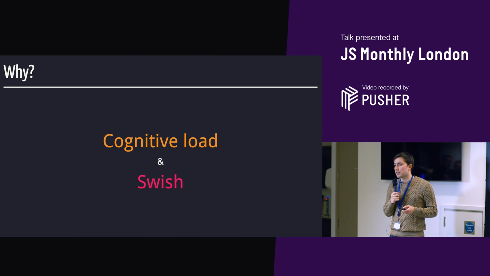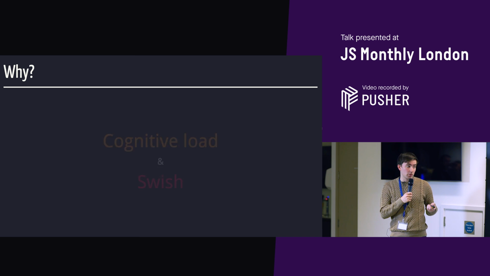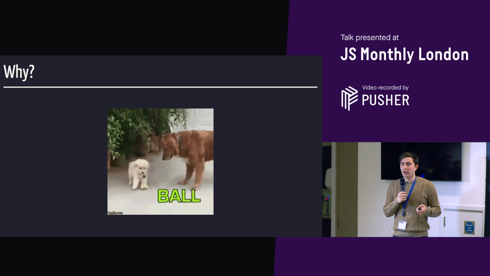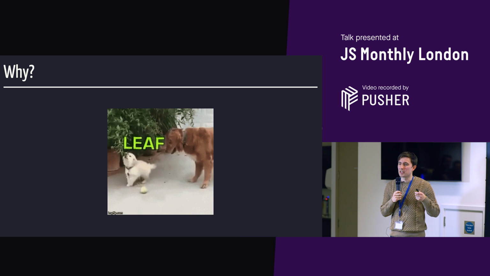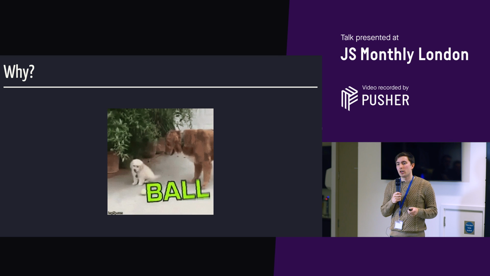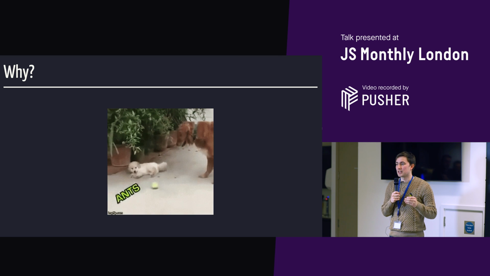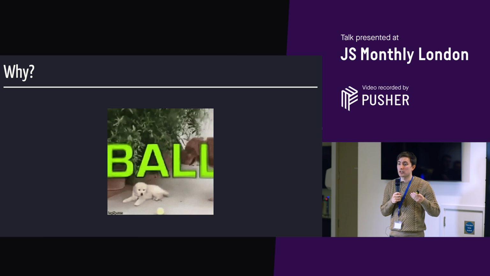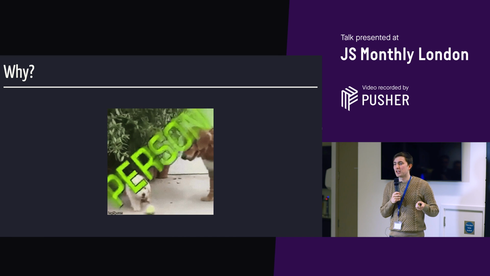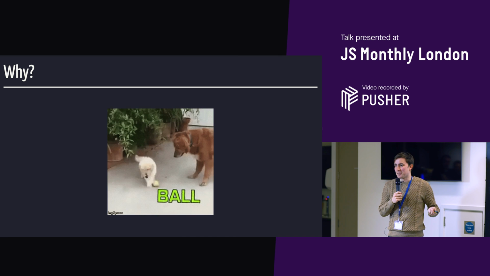But first of all, let's just ask why. Why do we bother doing this? There are two main reasons. One's cognitive load, and one's just the swish factor. Cognitive load is this idea in psychology that a human brain can only deal with so many things at once. And as soon as you start asking users to do more and more things, eventually they start to get very confused.